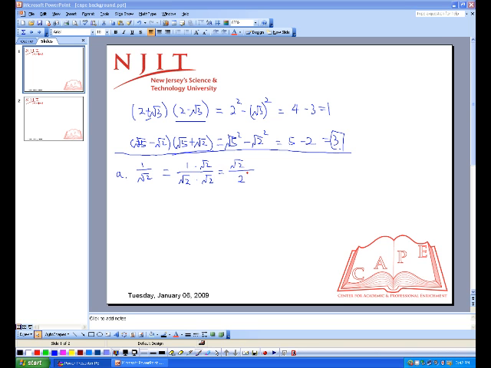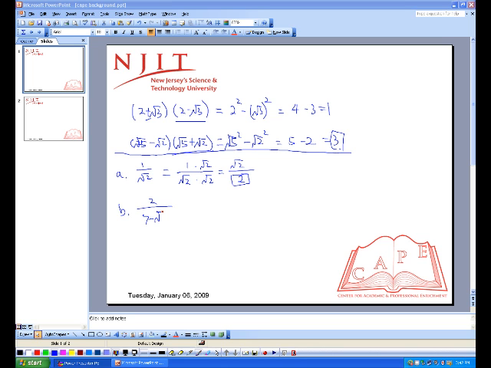Okay, so now the denominator is rationalized. It doesn't contain a number with a square root anymore. So now this is a rationalized denominator. Okay, that's how you rationalize a denominator. So let's look at another case.